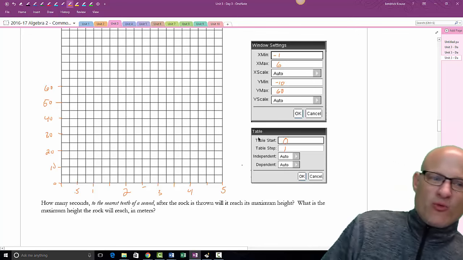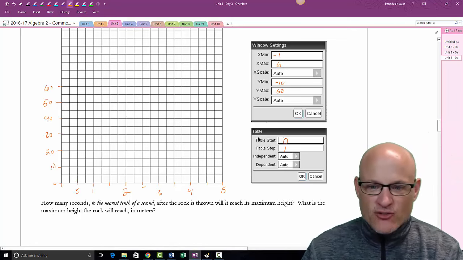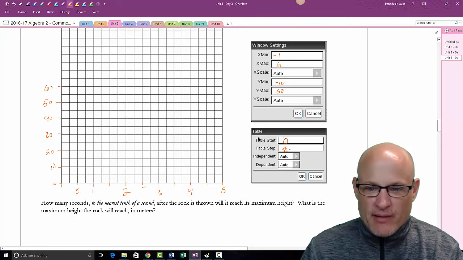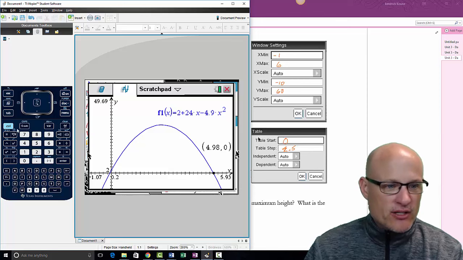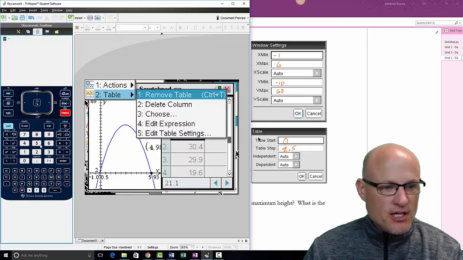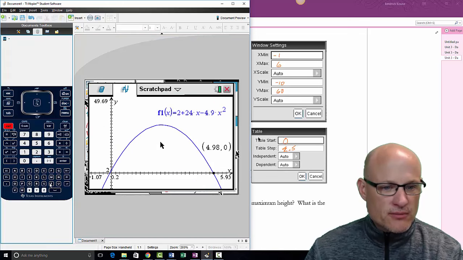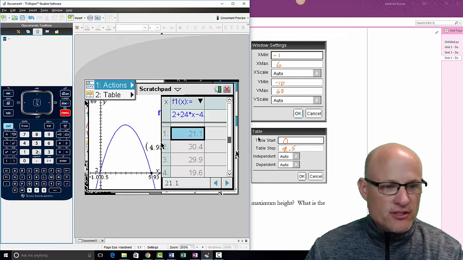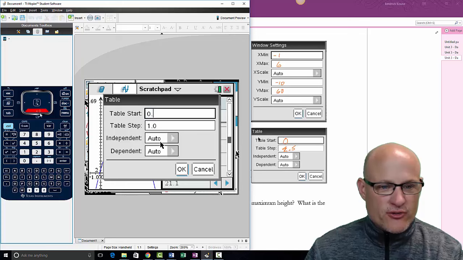Remember what I said to you? I really want you to spread it out and take a look and see what we got going on. So maybe I don't want my table steps to be 1. Maybe I just want them to be a half. It gives me a little bit better picture of what's going on. So I'll go into Control-T, Table Settings, and we're going to go into 5. And we want to do this at maybe 0.5.